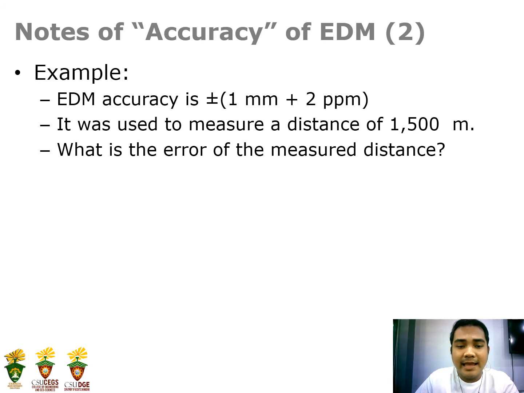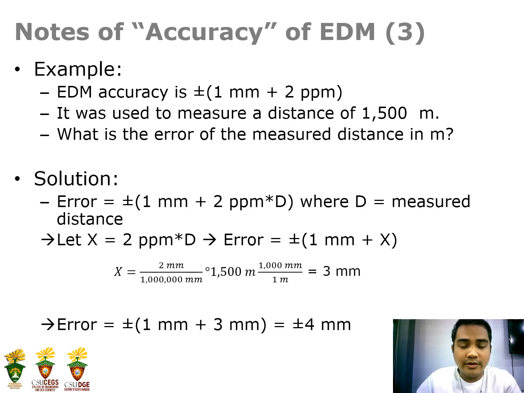For example, an EDM accuracy is positive negative 1 mm plus 2 parts per million. And it was used to measure a distance of 1,500 meters. What is the error of the measured distance? So, ato na siyang i-solve. Alright, to solve, we have here error is equal to positive negative 1 mm plus 2 parts per million times D, or 2 ppm times D, where D is the measured distance or kaning 1,500 meters.